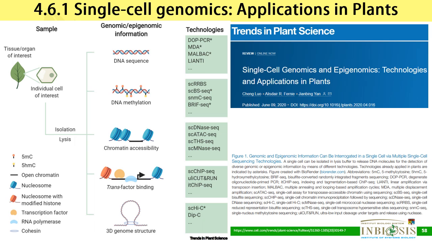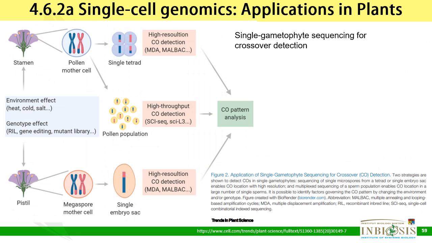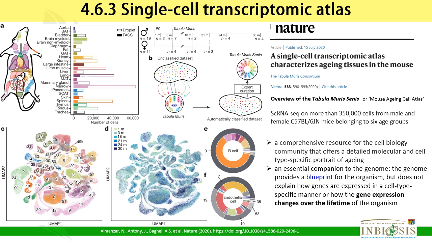In plants, there are also many applications of single-cell genomics with diverse applications based on different techniques. I'm not going into details on this, just give you one example. You can sequence an individual pollen mother cell or even the megaspore mother cell to identify the crossover pattern between chromosomes during meiosis. So when the gamete cell is produced, you can use single-cell genomics to study that aspect.